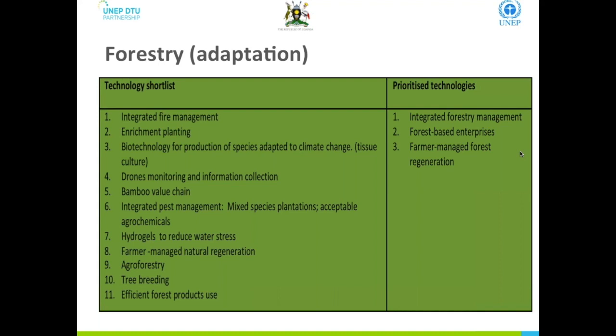That forest management should be, integrated forest management should be flagged, where forests can be a source of livelihood, not only out of trees, but possibly from also other resources that could be embedded within forests. And with that, there would be need for value addition to forest products. So forest-based enterprises should be encouraged to grow.